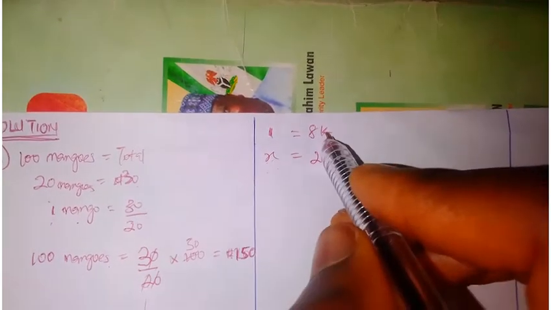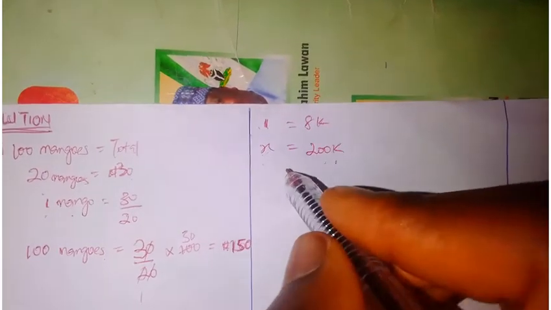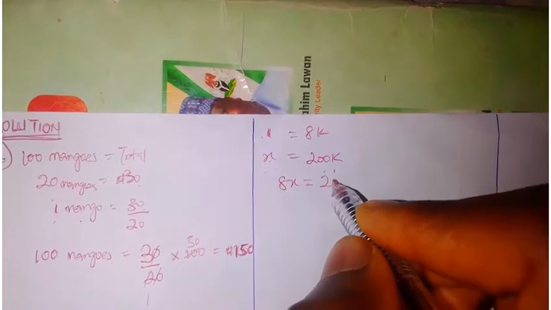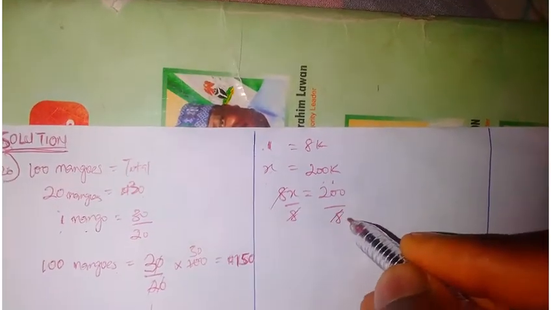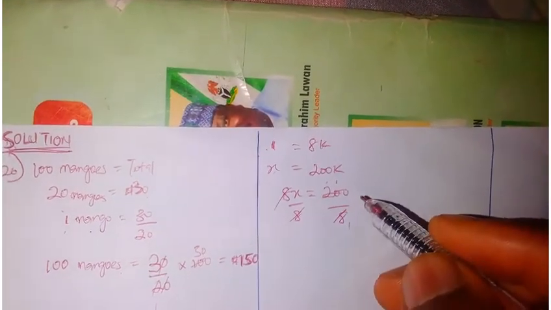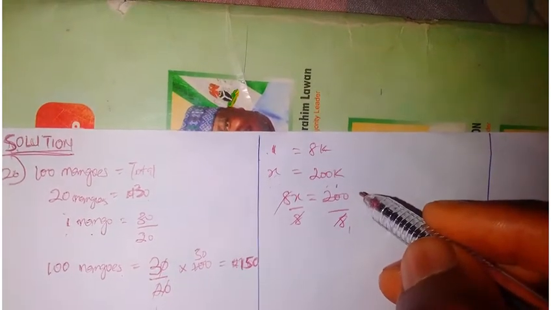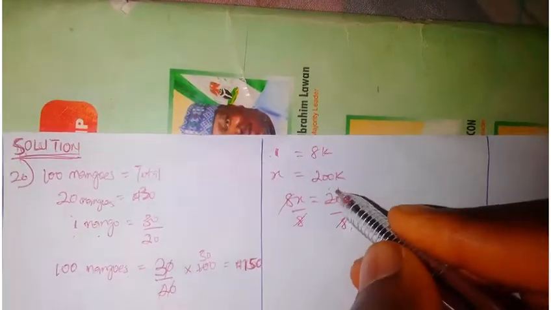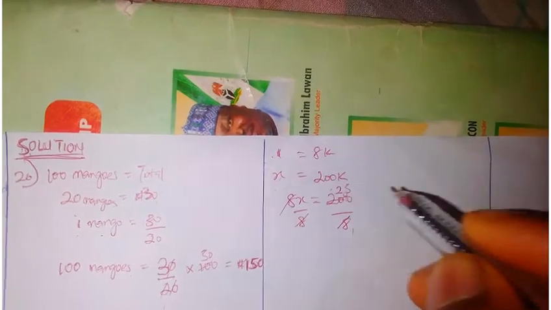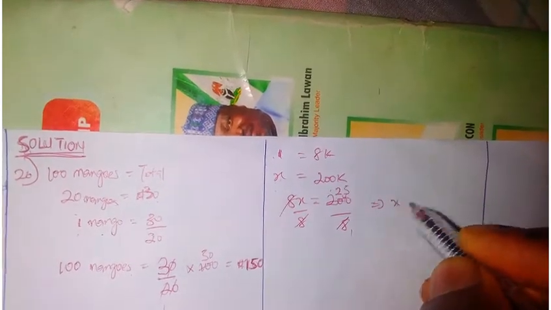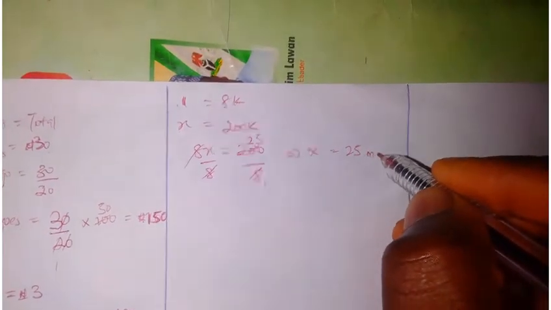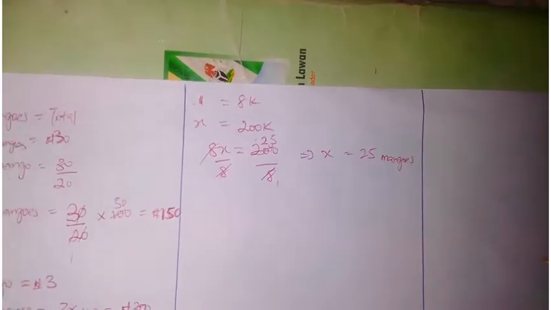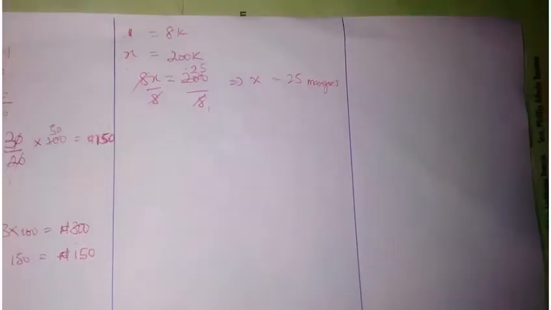Now, in which case, since this is more, it means I'm going to have it as what? 8 times x equals 200 times 1. 8x equals what? 200 over 8 over 8. This cancels out. 8 in 20, 8 times 3 is 24, 8 times 2 is 16. 8 in 40 is 5. So my x equals what? 25. So it means 25 mangoes cost what? 2 naira, or equivalently 200 kobo.